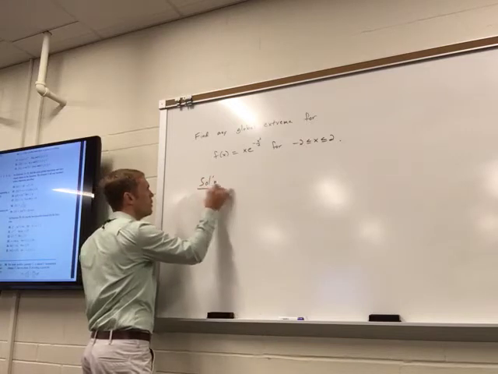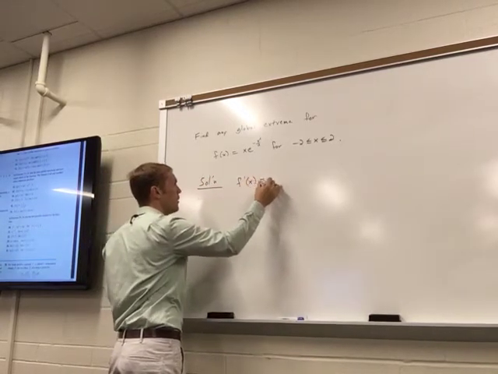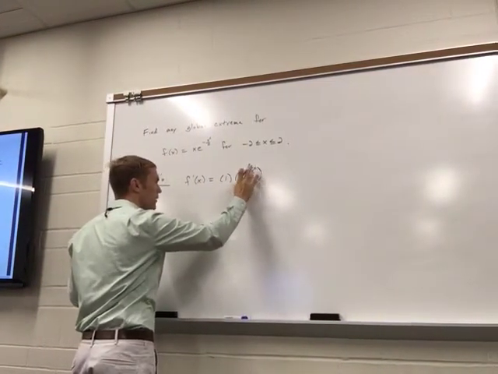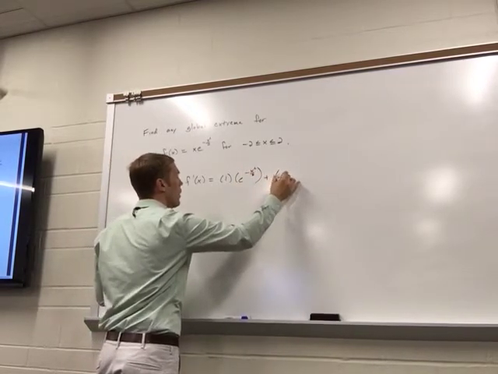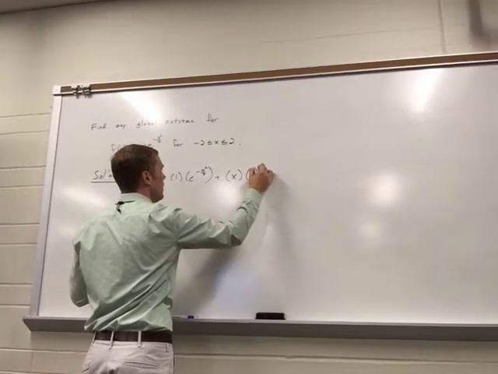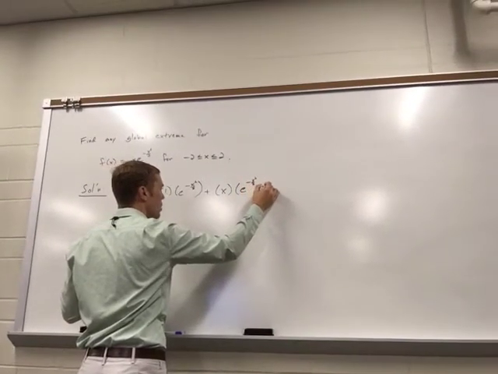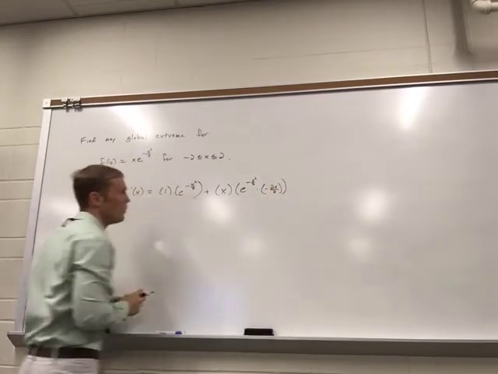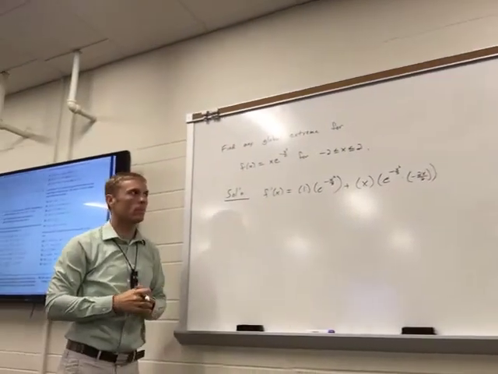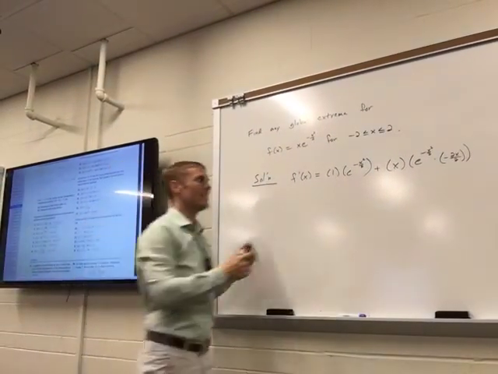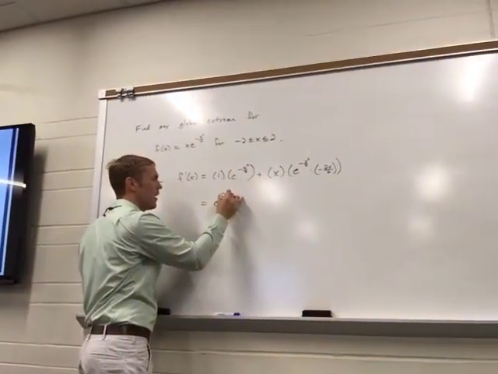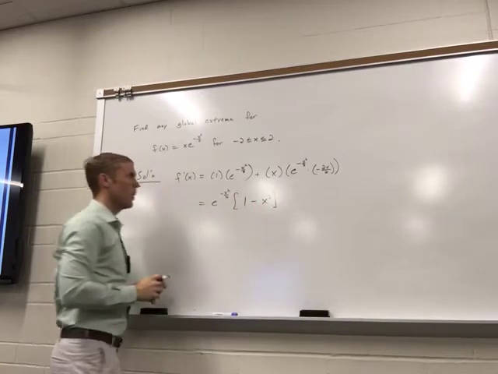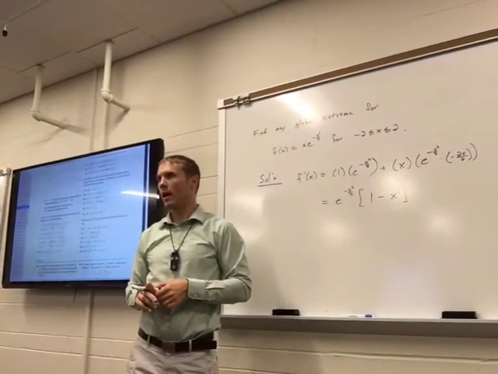So here's our solution. F prime of x via the product rule will be 1 times e to the negative x squared over 2 plus x times e to the negative x squared over 2. Then via the chain rule, I get negative 2x over 2 here. Cleaning this up, I get e to the negative x squared over 2 times 1 minus x squared, factoring out what's in common.